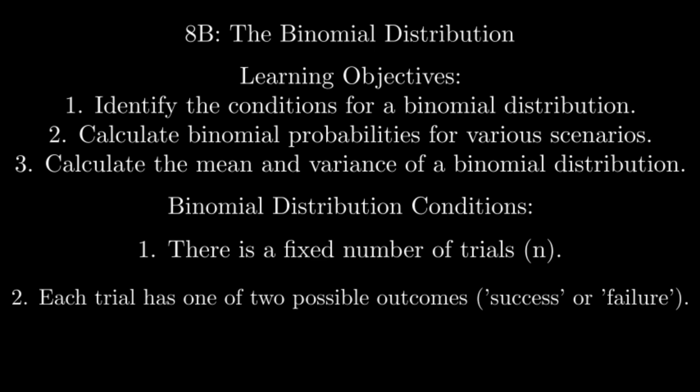Second, each trial must have only 2 possible outcomes. We usually label these as success and failure. Think of a multiple choice question. You either get it right, success, or wrong, failure. There's no in between. These are the only 2 possibilities for each trial.